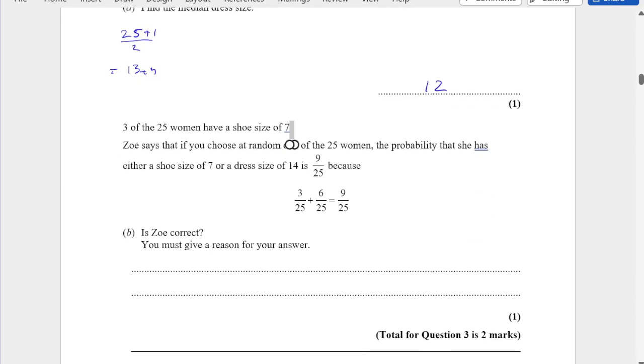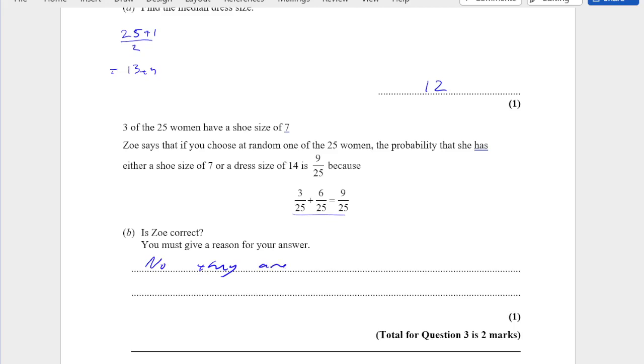Okay, 3 of the 25 women have a shoe size of 7. Zoe says that if you choose at random one of the 25 women, then the probability that she has either a shoe size of 7 or a dress size of 14 is 9 over 25, because 3 over 25 plus 6 over 25 is equal to 9 over 25. Is Zoe correct? You must give a reason for your answer. So this would only be true if they're mutually exclusive. Is Zoe correct? No.